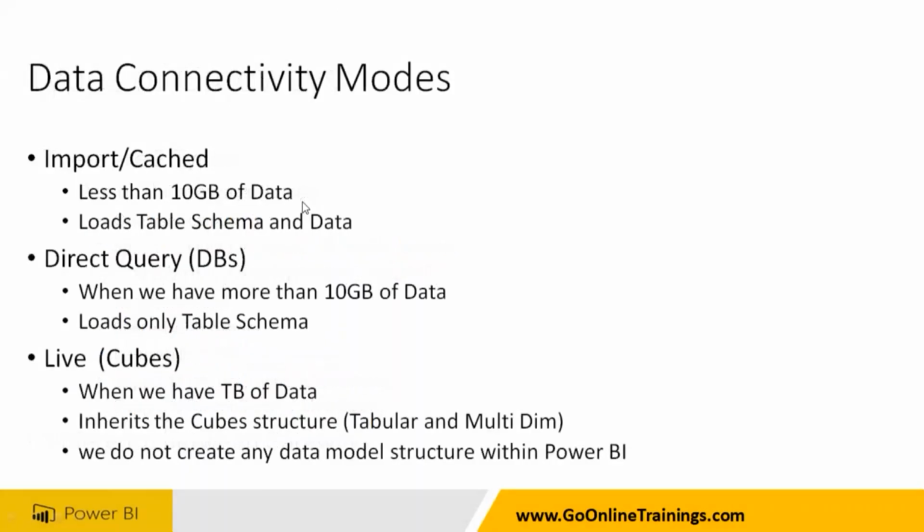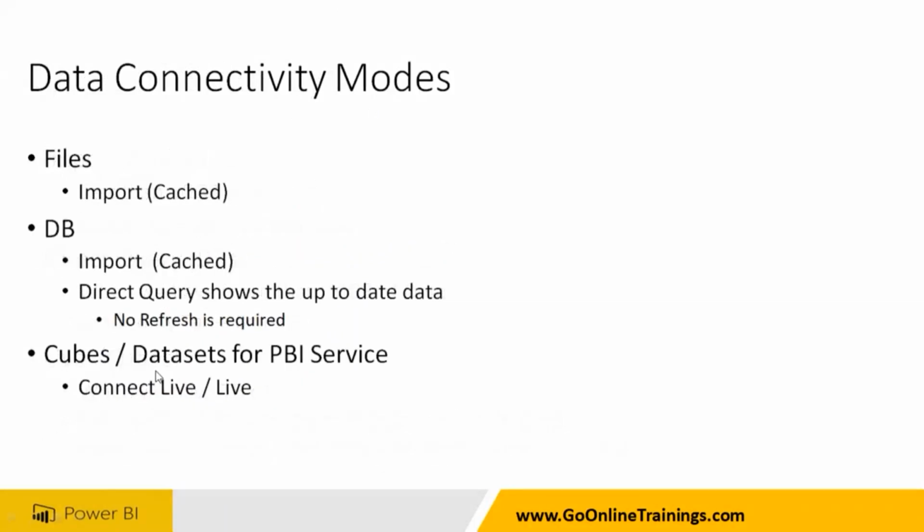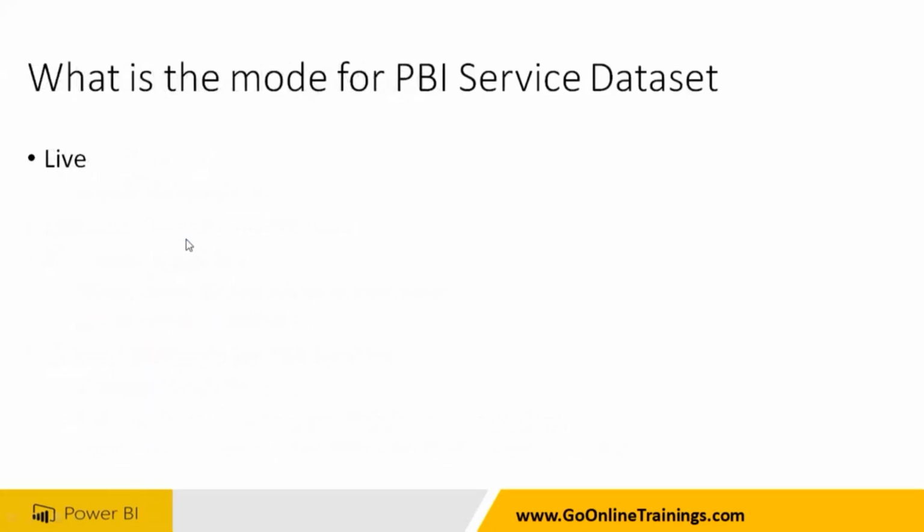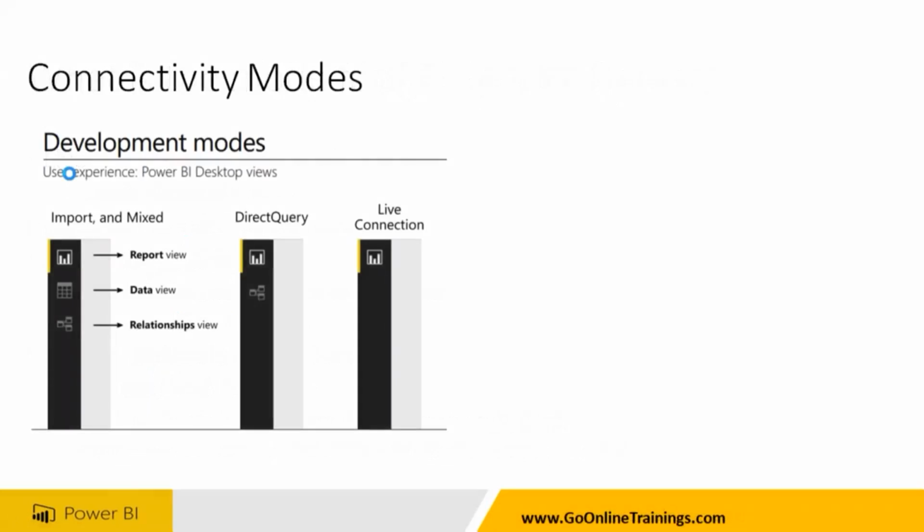Now, the data connectivity modes we discussed, right? Import is also known as cached, direct query, live. So all these things we discussed. Files will have import, database will have both, and the cube datasets for Power BI will have connect live or live. Clear? So all these things are done. Now today, what is the mode for a Power BI service dataset? It is live. Yesterday I had shown you, you can get one dataset from Power BI service and the connection was live. So today, let us see some more demos on this.